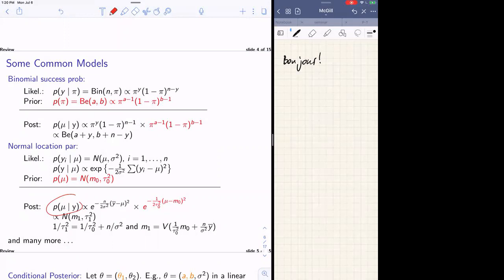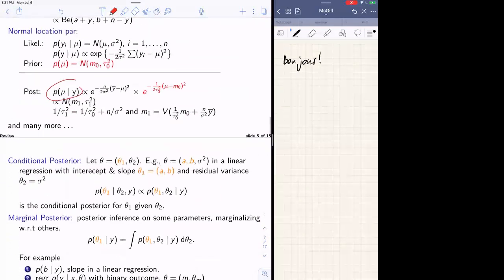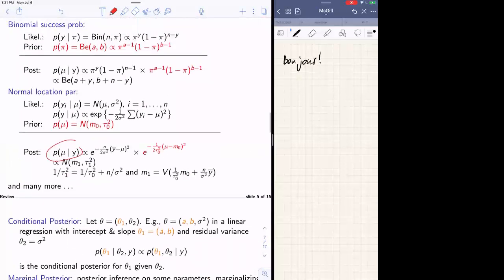I just want to point out a few more items of terminology. Many times the parameter vector is high dimensional, and we might be interested in one parameter in particular, say here the orange theta 1. For example, if this was a normal linear regression, we might have intercept and slope A and B and residual variance sigma square, and we might want to focus on the intercept and slope.